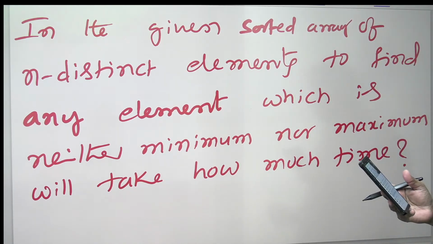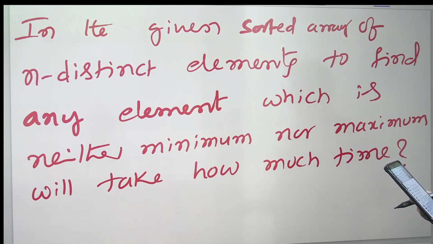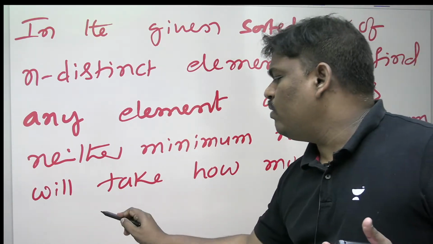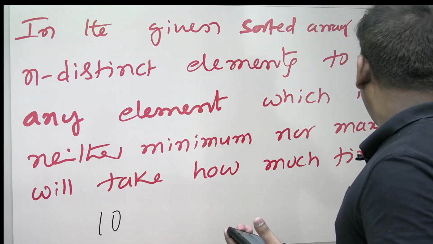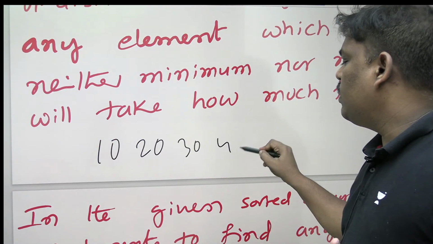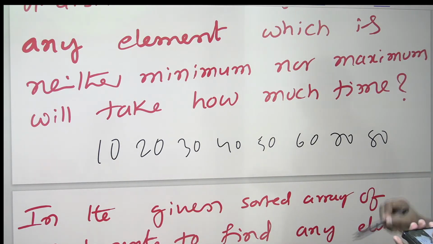In the given sorted array of n distinct elements, to find any element which is neither minimum nor maximum will take how much time? Now listen, remember everyone, it is a sorted array. 10, 20, 30, 40, 50, 60, 70, 80. It is a sorted array.